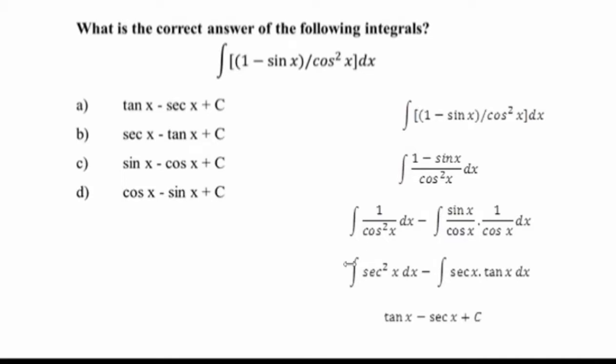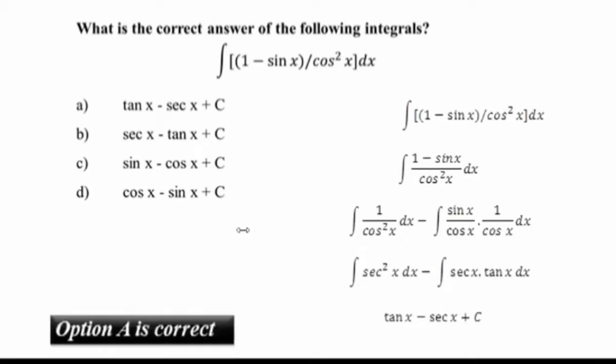We can also write it as the integration of sec square x dx minus sec x tan x dx. And finally, after integration, you get this value: tan x minus sec x plus c. That will be your option number A.